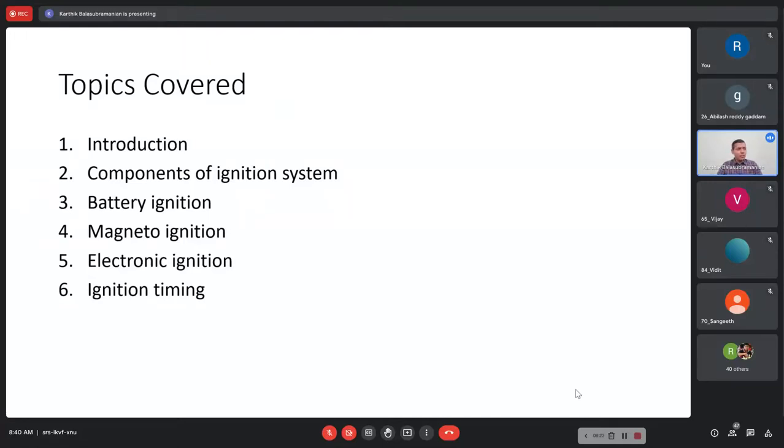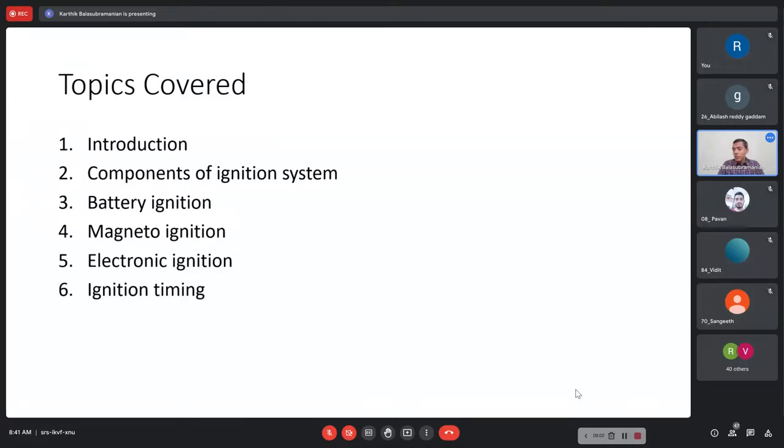When do you think the spark is given in the cylinder? At what position of the piston is the spark given in the cylinder? Before it reaches the top dead center? Yeah, slightly before it reaches the top dead center. Ideally, the spark should be given when the piston reaches the top dead center to get maximum power output. But we give it slightly before. It's called ignition advance. Right?